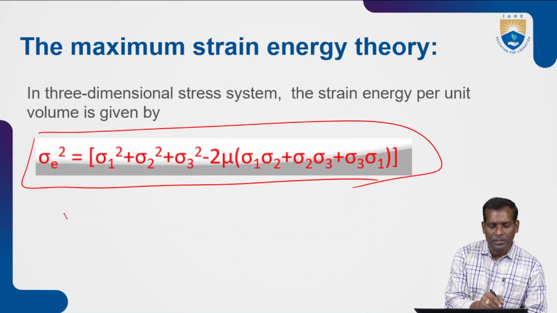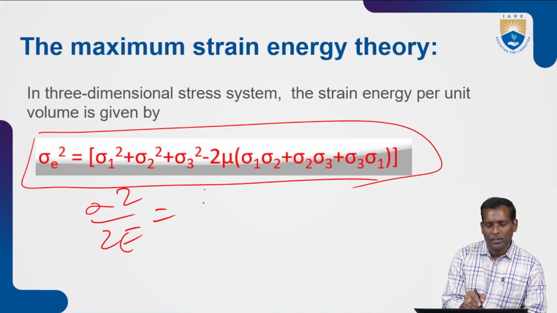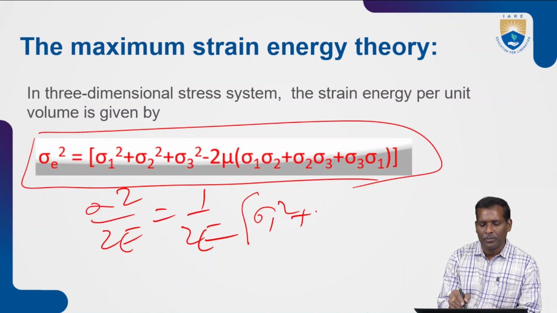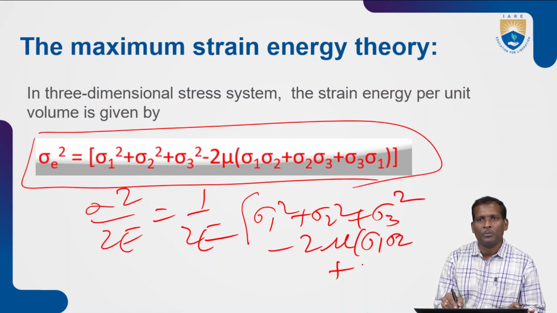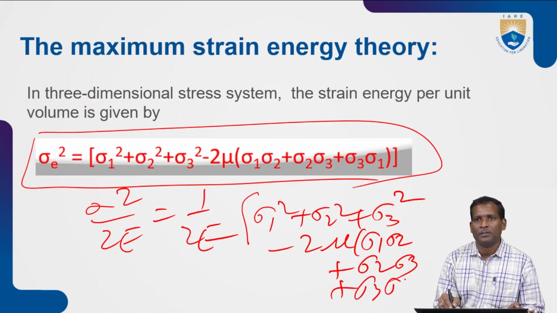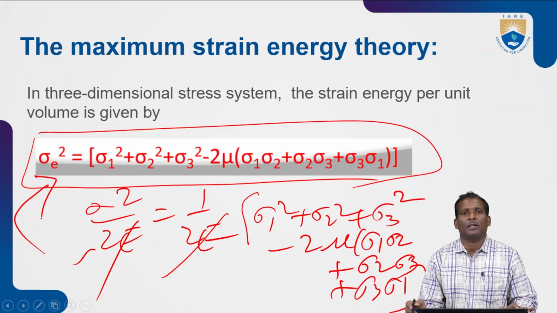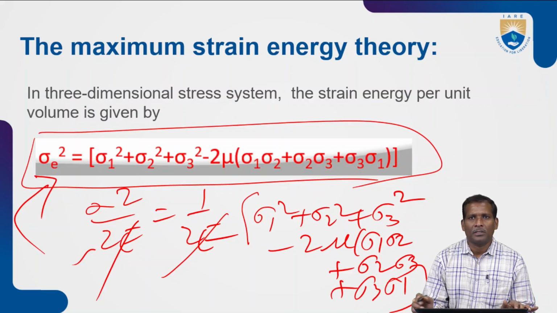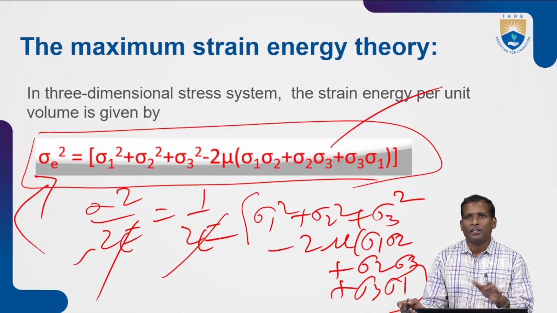So actually the equation is, in place of u, sigma e square by 2E is equal to 1 by 2E into sigma 1 square plus sigma 2 square plus sigma 3 square minus 2 mu into sigma 1 sigma 2 plus sigma 2 sigma 3 plus sigma 3 sigma 1. So the 2E gets cancelled here, and you will get this equation: sigma e square is equal to sigma 1 square plus sigma 2 square plus sigma 3 square minus 2 mu into sigma 1 sigma 2 plus sigma 2 sigma 3 plus sigma 3 sigma 1.